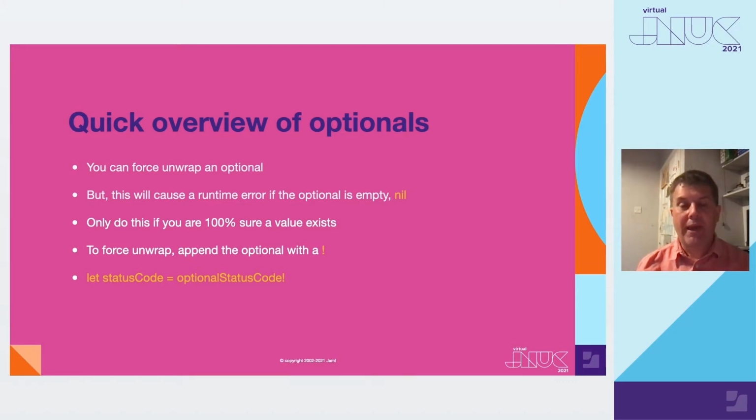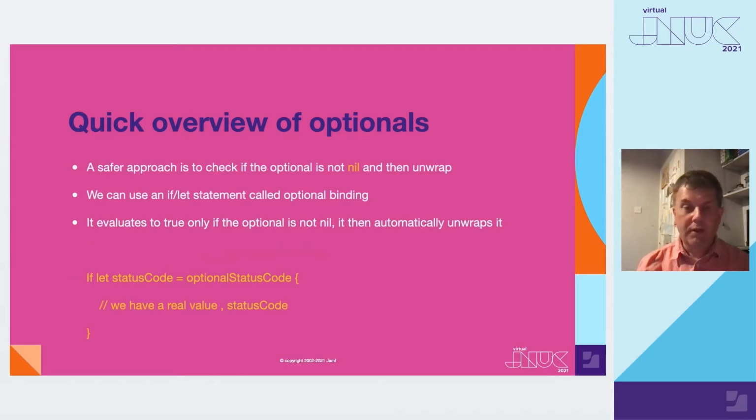So if you append an optional with an exclamation mark, that will force unwrap it. So in the last line, we've got an example where we're unwrapping the optional status code variable with the exclamation mark, and that's going to unwrap it and put the value into status code, from which we can then use it. Okay, so just remember this is slightly dangerous, because if optional status code was empty with nil, then we get a runtime error.